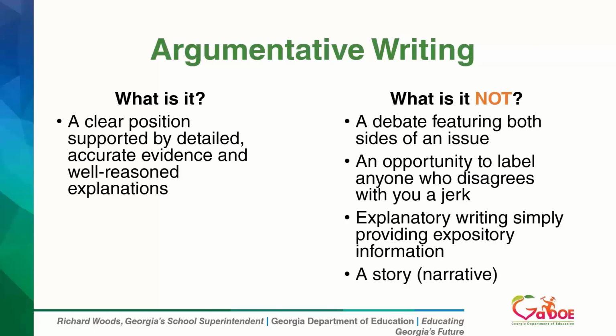But at the same time, it's knowing what it is not. So whenever we say, what is it not, it's not a debate. I used to say, don't be a fence sitter. You can use a counterclaim, but you're not going to go through and say, it's this and it's that. You pick a position, you support it. Argumentative writing, as much as some people might like it to be, is not the opportunity just to label anyone who disagrees with you as a jerk. You're just talking about yours. I was a middle school teacher, so that was always a place that was easy sometimes for students to go.